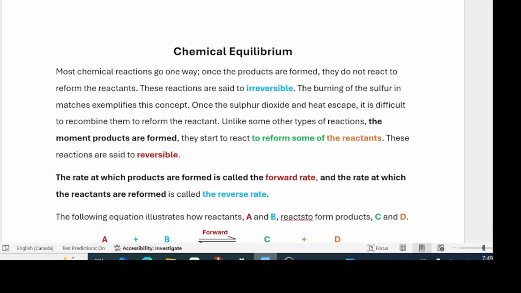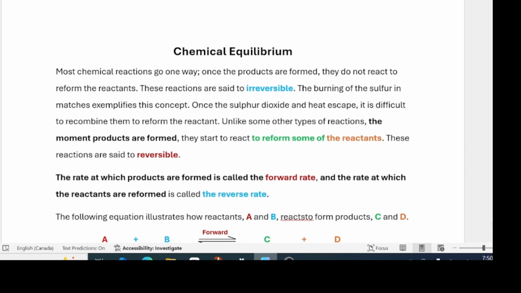Most chemical reactions go one way. Once the products are formed, they do not react to reform the reactants. These reactions are said to be irreversible. The burning of sulfur in matches exemplifies this concept. Once the sulfur dioxide and heat escape, it is difficult to recombine them to reform the reactants.